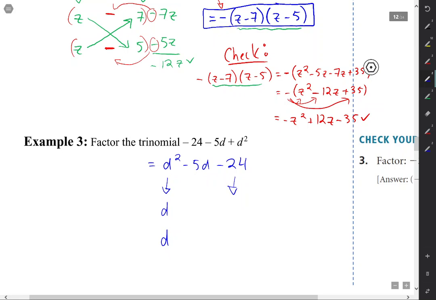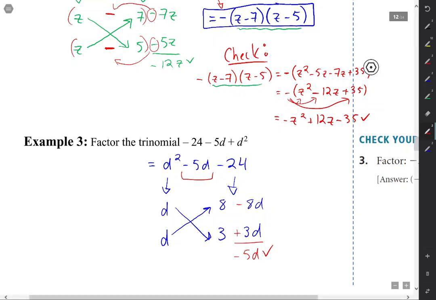So I know that 8 times 3 is going to work for us because I've done a lot of these. So then we're going to crisscross. We're going to do d times 8, which is 8d, and d times 3, which is 3d. And if you look at these two numbers, is there any way we can get negative 5d from that? Well, there sure is. We'll put negative 8 plus 3, because that would give us negative 5d, which is our middle term. That's what we're looking for.